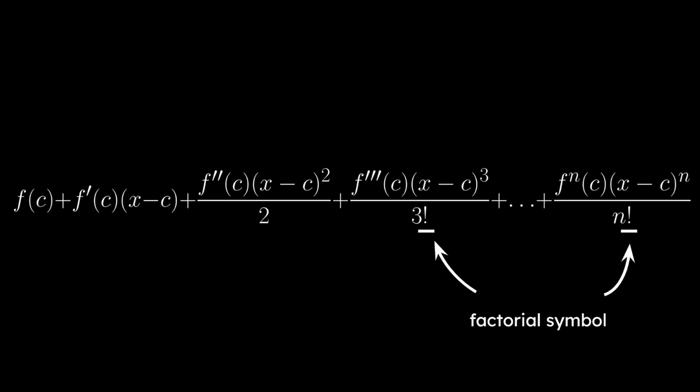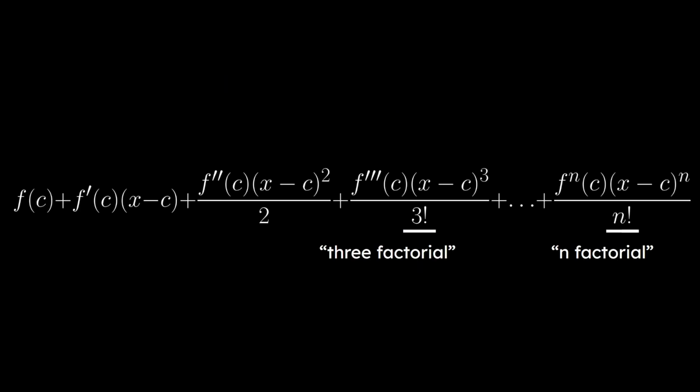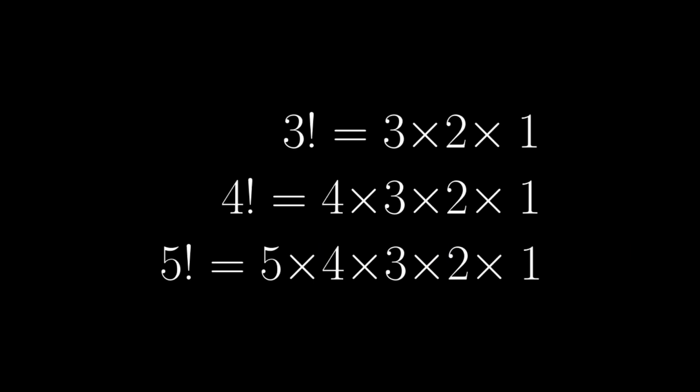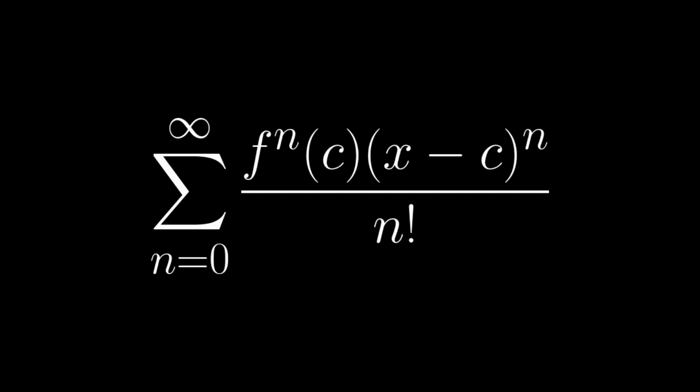The exclamation mark is the factorial symbol. You can read these as 3 factorial and n factorial. That means to multiply that number with every other number below it until we get to 1. So for example, 3 factorial is 3 times 2 times 1. 4 factorial is 4 times 3 times 2 times 1. And 5 factorial is 5 times 4 times 3 times 2 times 1. We can shorten the sequence down to this series.